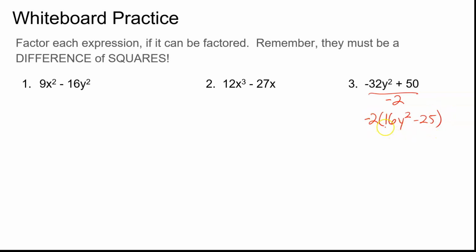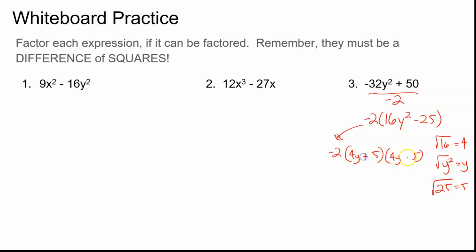Now, I have realized that 16 is a perfect square, y squared is a perfect square, and 25 is a perfect square. So I'm going to take their square roots, 4, y, and 5, and I'm going to write them as two factors. And remember to bring down my negative 2 here. So I'm going to write 4y and 5, 4y and 5. One of them will be plus, one of them will be minus. Now I am factored. I can check again to see if there's another factor I could take out, but there is not.